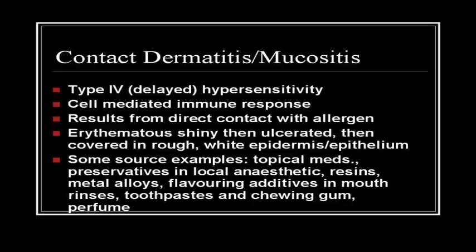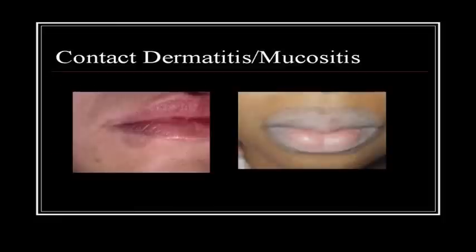Contact dermatitis or mucositis is a type 4 or delayed hypersensitivity. It's a cell-mediated immune response and results from direct contact with an allergen. It will present clinically as an erythematous, shiny, and then later ulcerated lesion that then becomes covered in a rough white epidermis or epithelium. Some source examples that would produce this dermatitis could be topical medications, preservatives in local anesthetics, dental resins, metal alloys, flavoring agents in mouth rinses or toothpastes, and chewing gum or perfume.